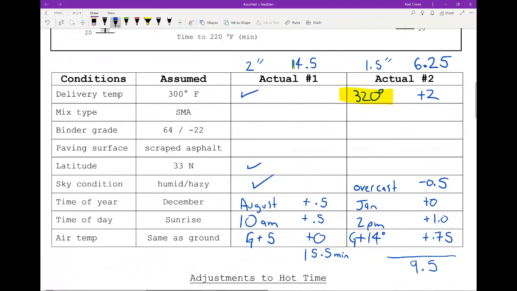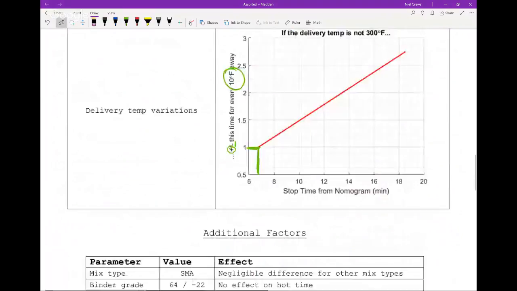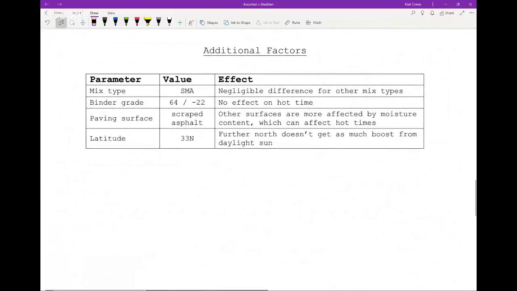Now, I have not included modifications for other parameters. For example, the mix type and binder grade don't really affect the cooling time. However, they may justify a higher or lower temperature limit instead of the 220 degrees. In addition, the paving surface can alter the cooling time, and the latitude can also, but these alterations are relatively minor. So that's a summary, David, of how to use these nomographs.